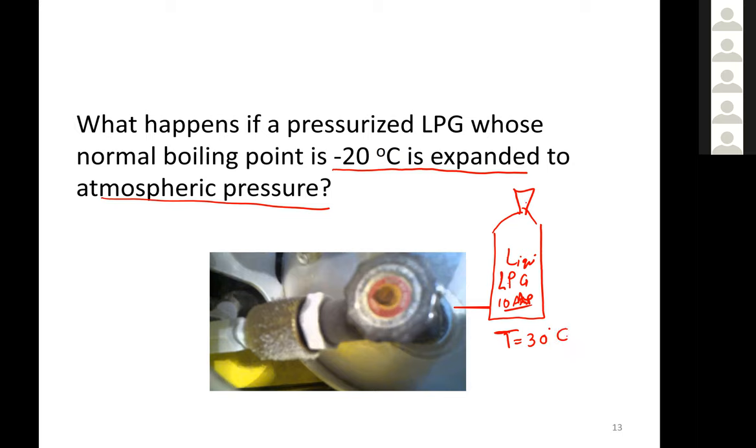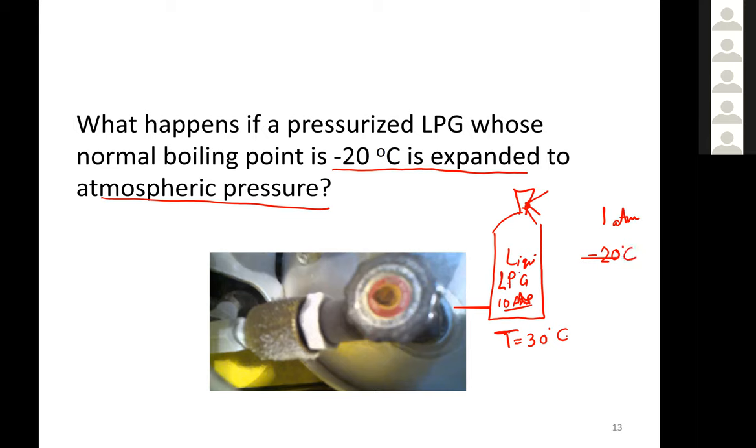Now, what happens if I open this valve? Now, in this case, this valve is going to act as an expansion valve. So the gas here is going to be taken from 10 atmospheric pressure to 1 atmospheric pressure. And we have the boiling point here being minus 20 degrees C.